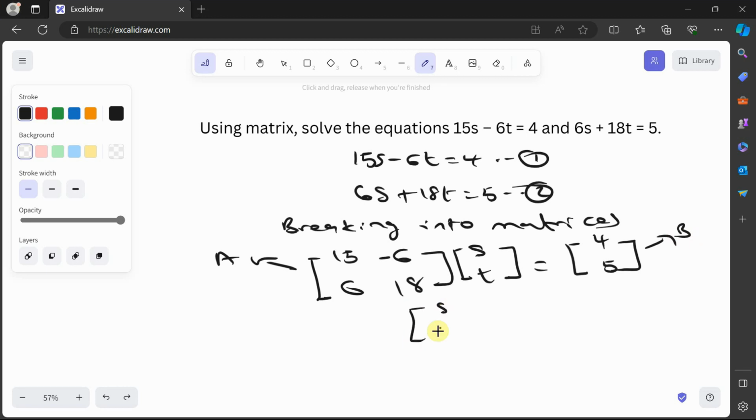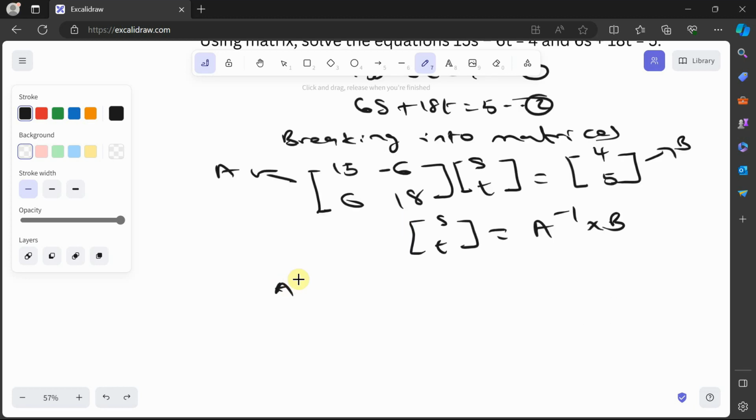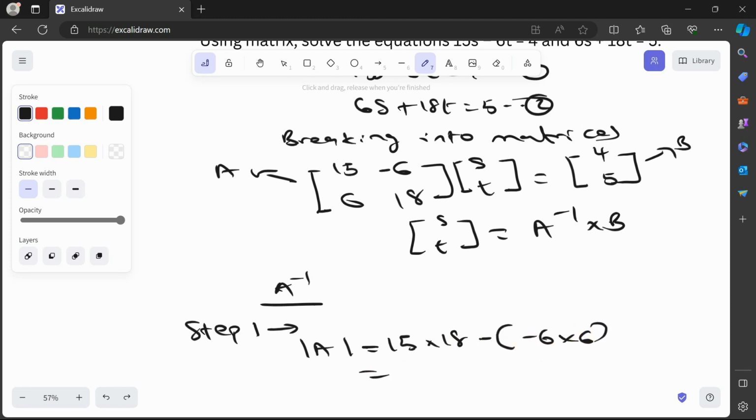So S and C would be equal to A inverse multiplied by B, right? And I've showed you why. To find my A inverse, step 1 is find the determinant. Like I always say, write what you're doing. I'll keep on saying it. That would be 15 times 18 minus open brackets minus 6 times 6. So what is 15 times 18? That gave me 270 when I pressed on my calculator. Minus times minus is plus. 6 times 6 is 36. So 270 plus 36 will give you 306. So the determinant of A is 306.